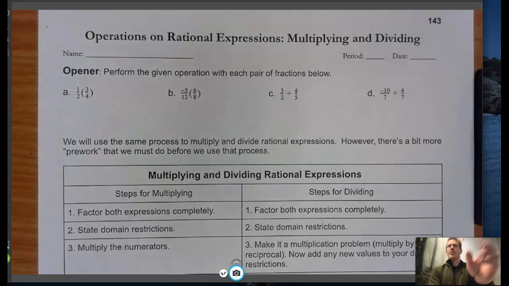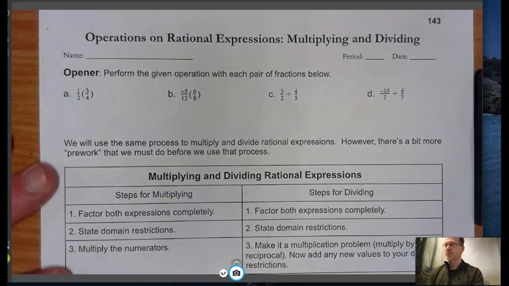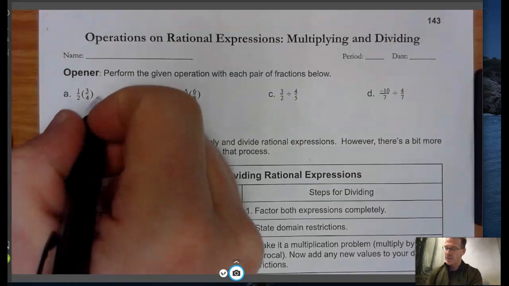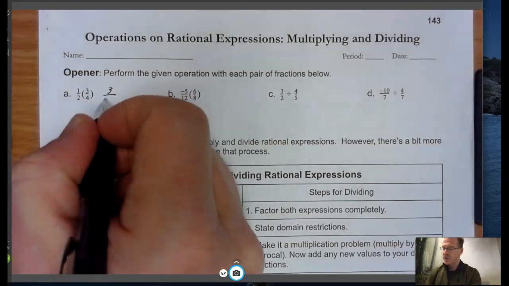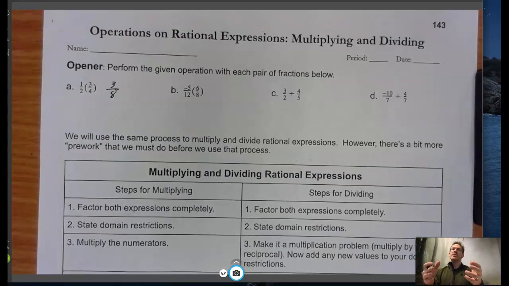All right, so when we multiply fractions, and that's really what a rational expression is, right? It's a ratio of 2 polynomials. We're going to follow the same rules. So when we look at A here, when we multiply fractions, we do numerator times numerator and then denominator times denominator. So 1 times 3 is 3. 2 times 4 is 8. And then what we typically want to do is think about reducing. We look for a common factor in the numerator and the denominator, and in this case there's not one, so we just leave it like it is.